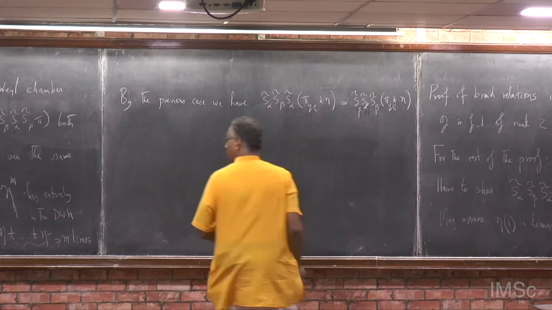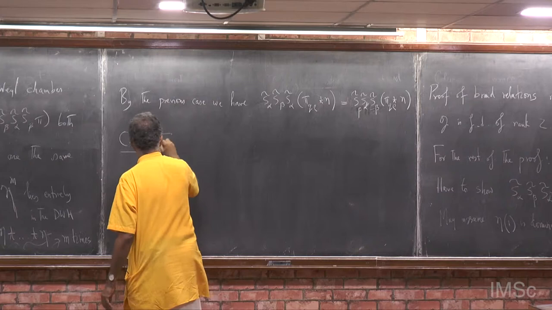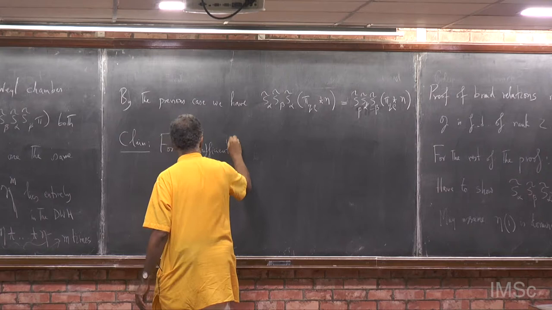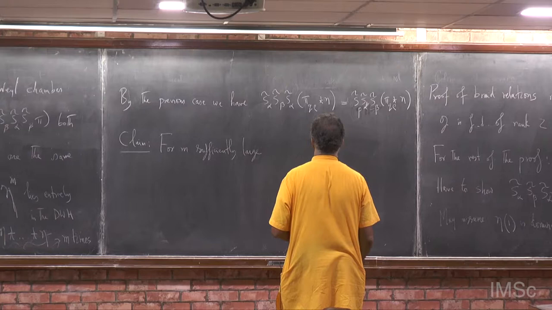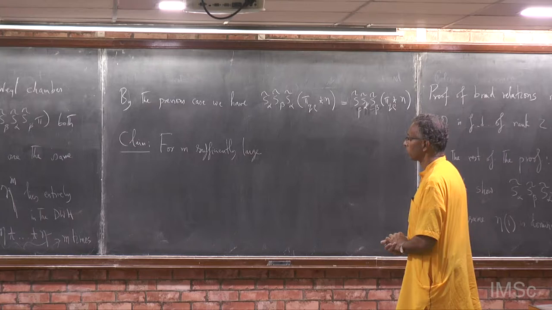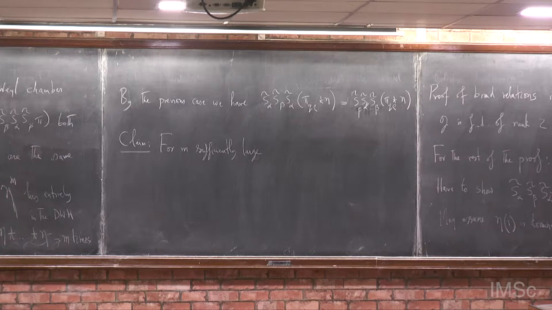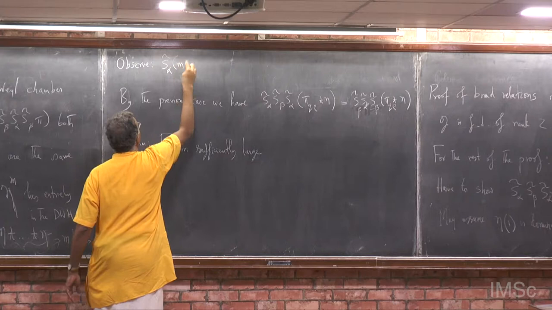So finally, here is the final step. So this claim now. This is the claim. For m sufficiently large, okay, let's make one more reduction before I come here. Last time also I mentioned this. Observe, and this is an easy observation, S alpha tilde m eta is equal to m times S alpha tilde eta.